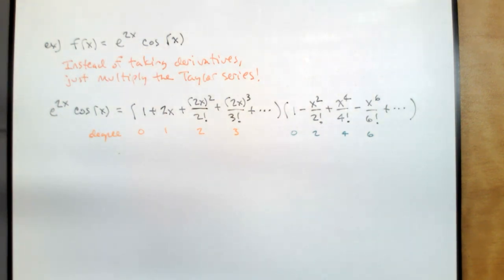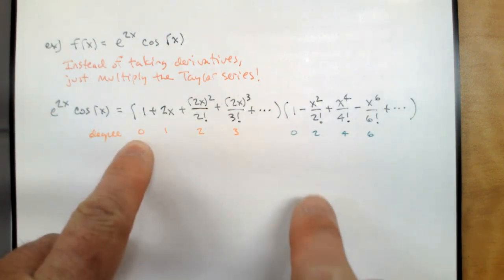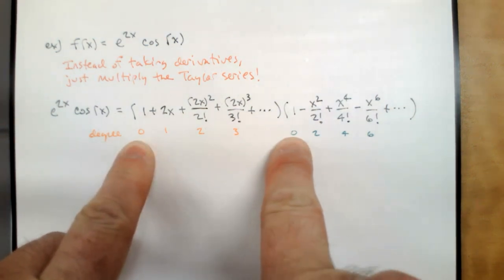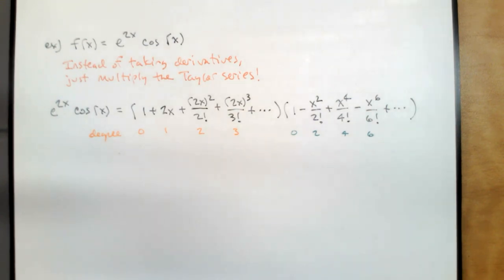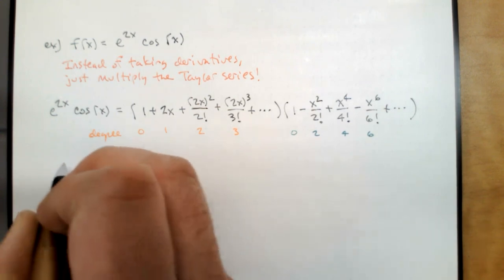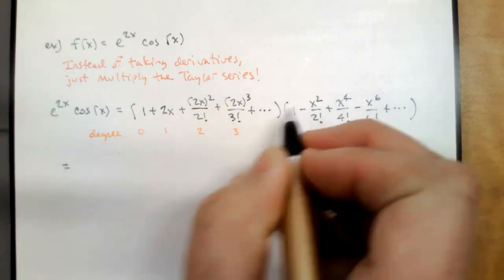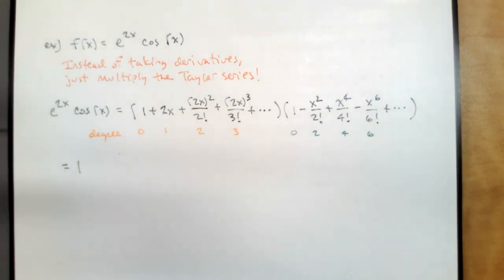Let's think about the degree of the term that we're going to get in the product. There is only one way to get that degree zero term, from the degree zero term here in the e to the 2x and the degree zero term from cosine x. So the first term in my Taylor series is going to be 1 times 1, or 1. Remember that when we multiply a degree 2 term by a degree 3 term, we'll have a degree 5 term. Degree is additive under multiplication.